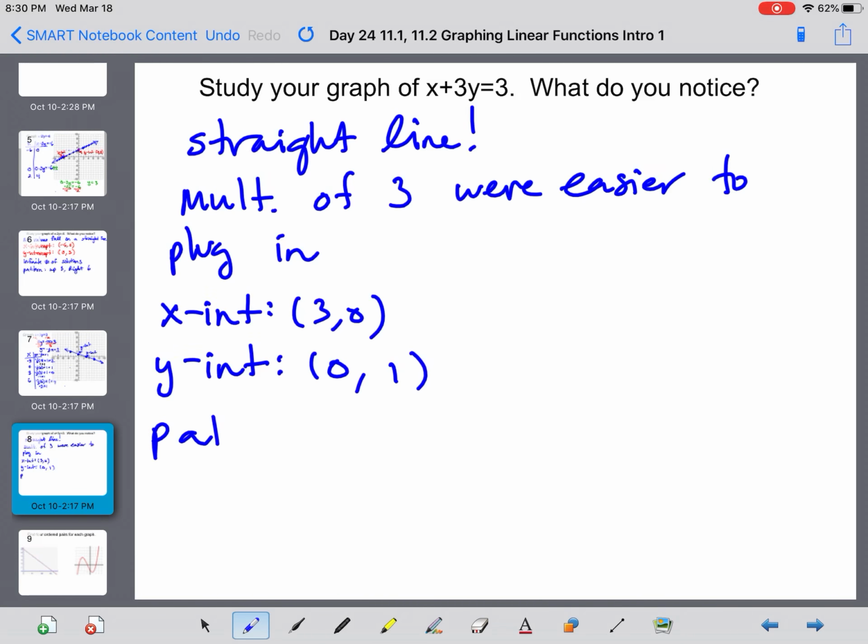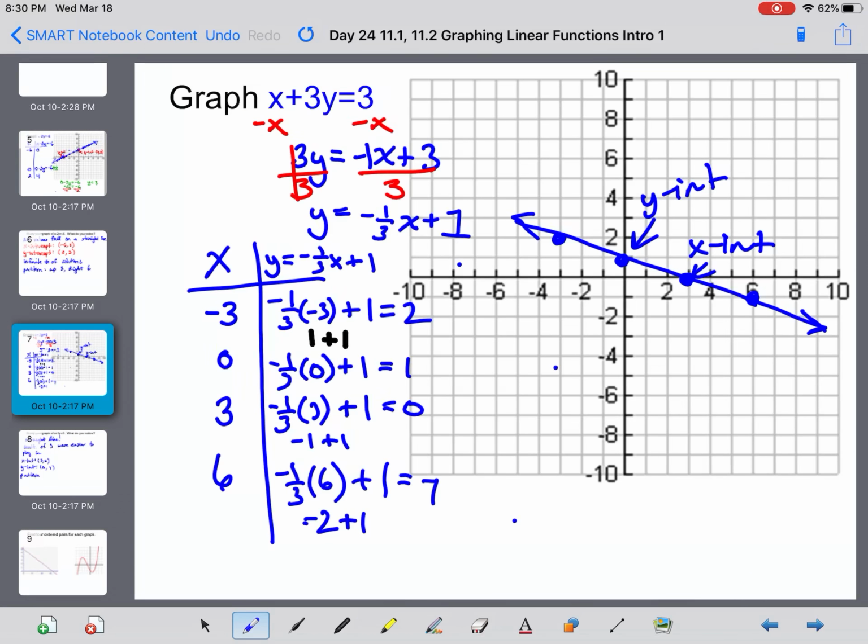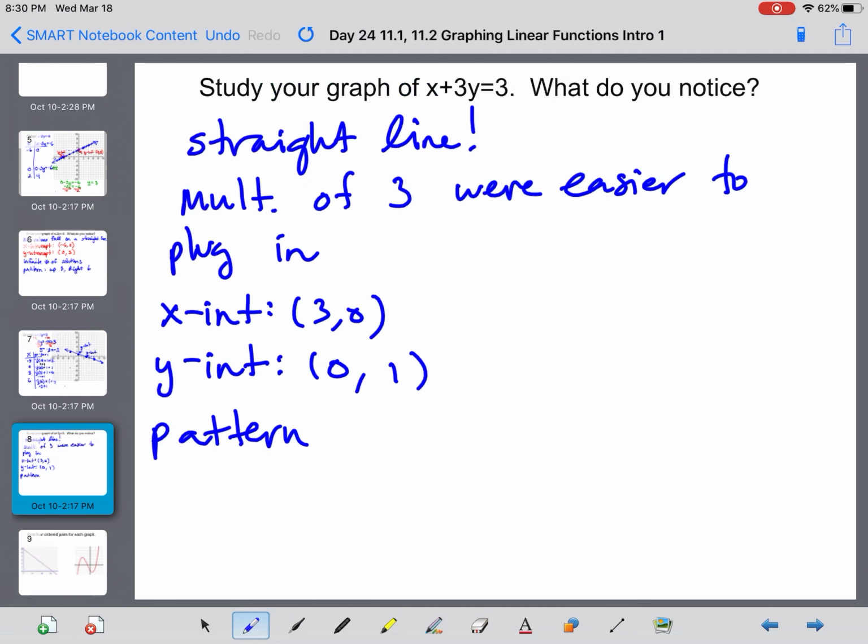And if we talk about a pattern here, let's see what the pattern looks like. It looks like from one point to the next, I'm going to go up 1, and then 3 to the left. You could also think about that pattern as going down 1 and 3 to the right. That would be just fine.